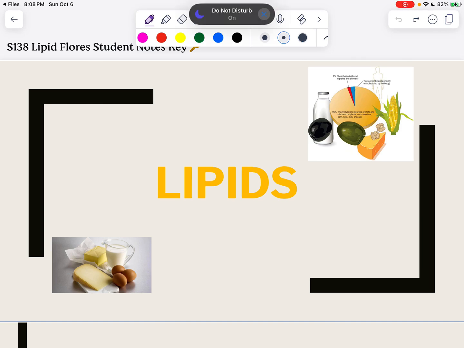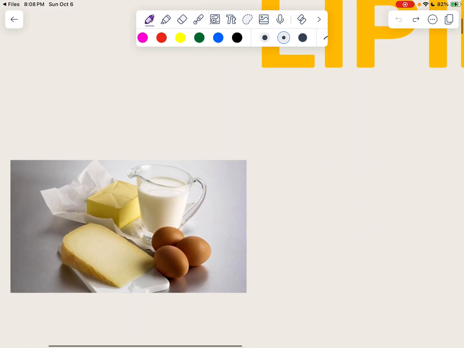Hello, everybody. Welcome back. We are going to talk about lipids today. So, another type of macromolecule that we must understand and know the function of: why do we need lipids in the body, etc. I have on my title slide here some examples of some lipid-based foods that you might consume.